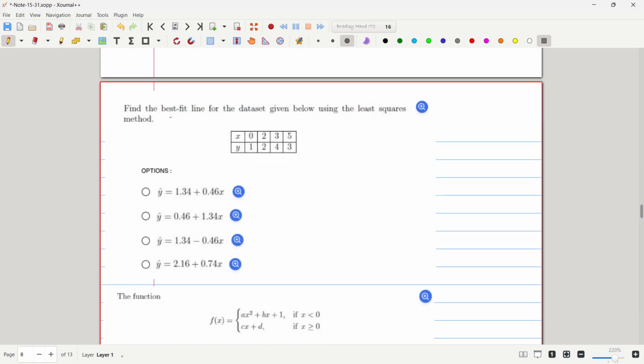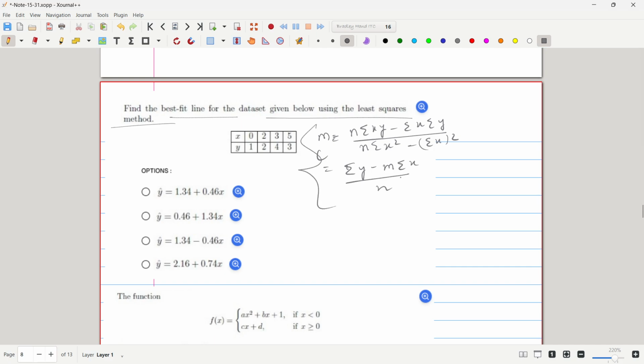Again, what to find the best fit line for the data set? Again, you need to find the m and c. How will you find m and c? m is n times summation of xy minus summation of x summation of y, divided by n times summation of x square minus summation of x whole square. For finding c, summation of y minus m into summation of x, divided by n. So after applying these two formulas, you will get the values of m and c. Okay, then you will be able to solve this question.